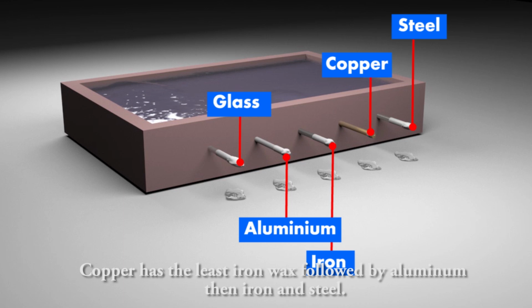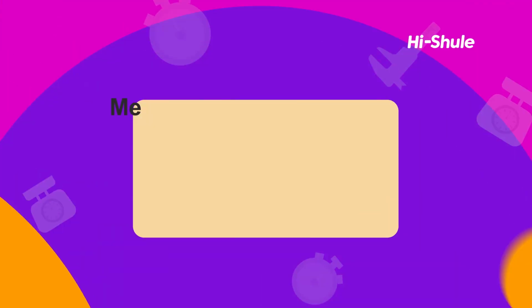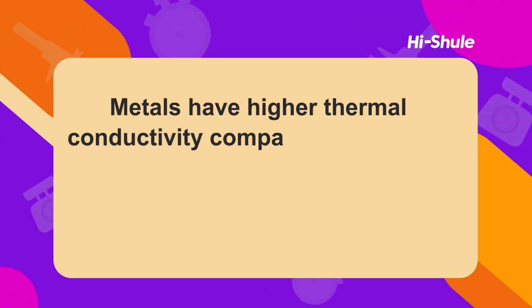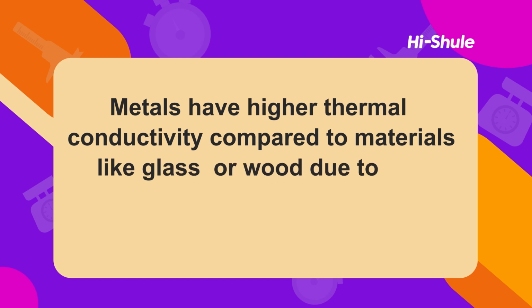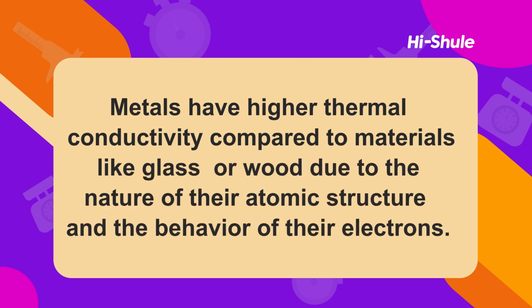Copper has the least wax, followed by aluminium, then iron and steel. The glass has the most wax still coated on it. Metals have higher thermal conductivity compared to materials like glass or wood due to the nature of their atomic structure and the behavior of their electrons.